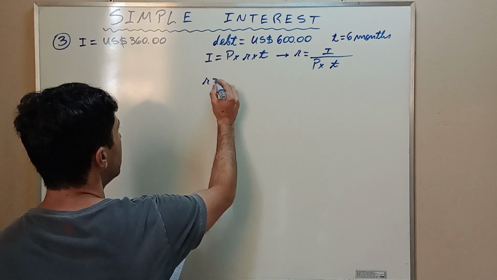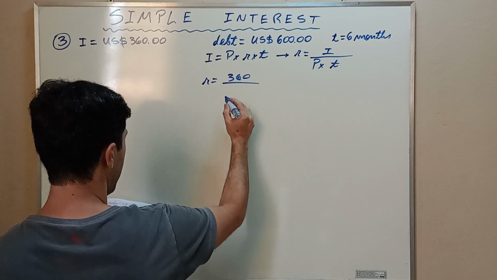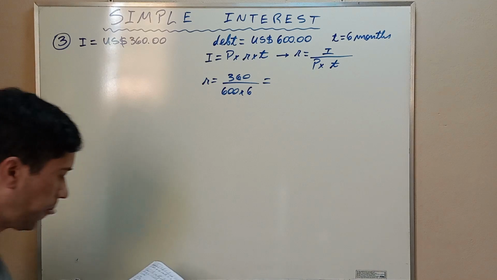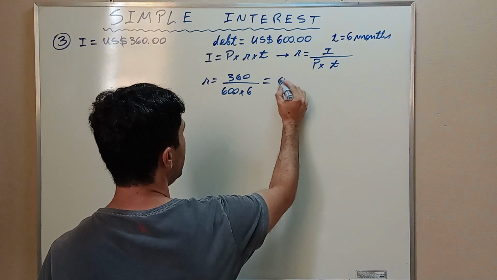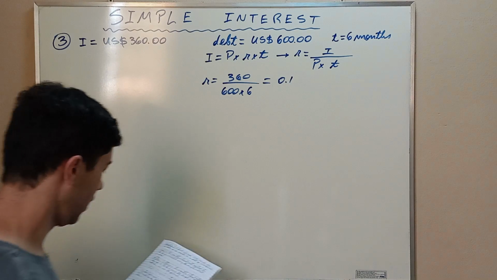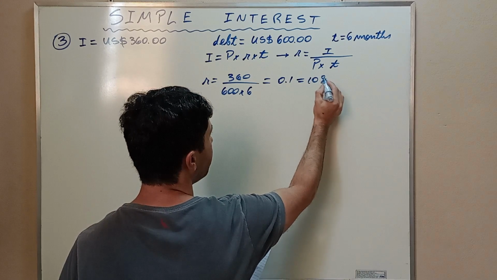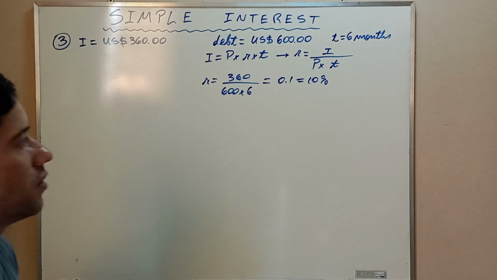Consequently, the rate will be equal to 360 divided by 600 times 6. Okay? Simple mathematics there. And we find the rate to be equal to 0.1. In decimal and in percentage, it is equal to 10%. Okay, my friends? This is the rate. Therefore, the monthly simple interest rate applied by the bank is 10%.